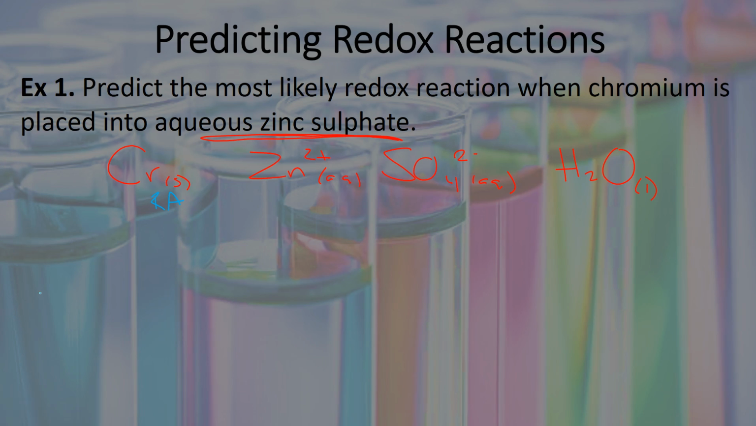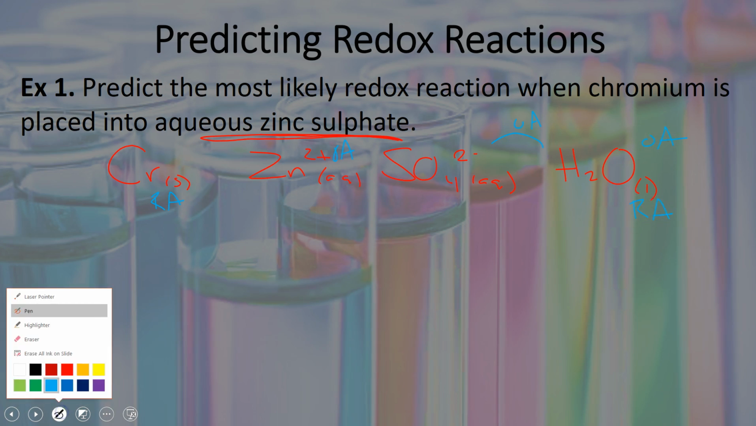Chromium is an RA. Then I go look for my zinc 2+ ion. Zinc 2+ is an OA, if I find it on here. Then I'll look for the sulfate ion. The sulfate ion by itself does not react, but it will react with water. If you look up here, it's quite a strong OA, right towards the middle of your chart, when those react together. And then water is both an OA and an RA.